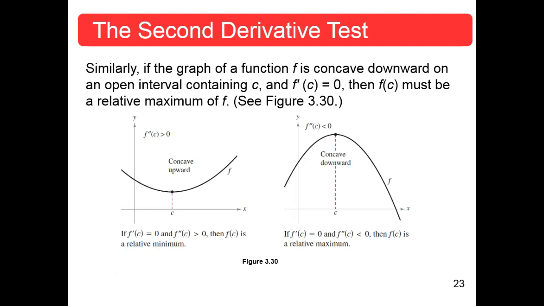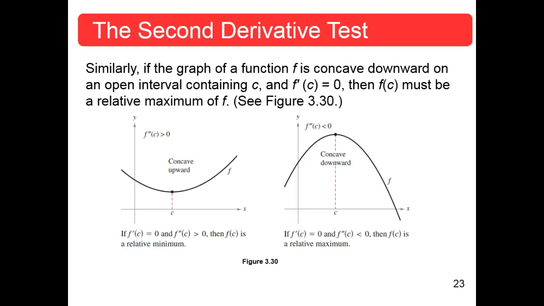Negative is a maximum. Similarly, if the graph of function f is concave downward on an open interval containing c, and if f prime of c is 0, f of c must be a relative maximum. Because c is a critical value, first derivative is 0, and it's concave down there, that's got to be a maximum.